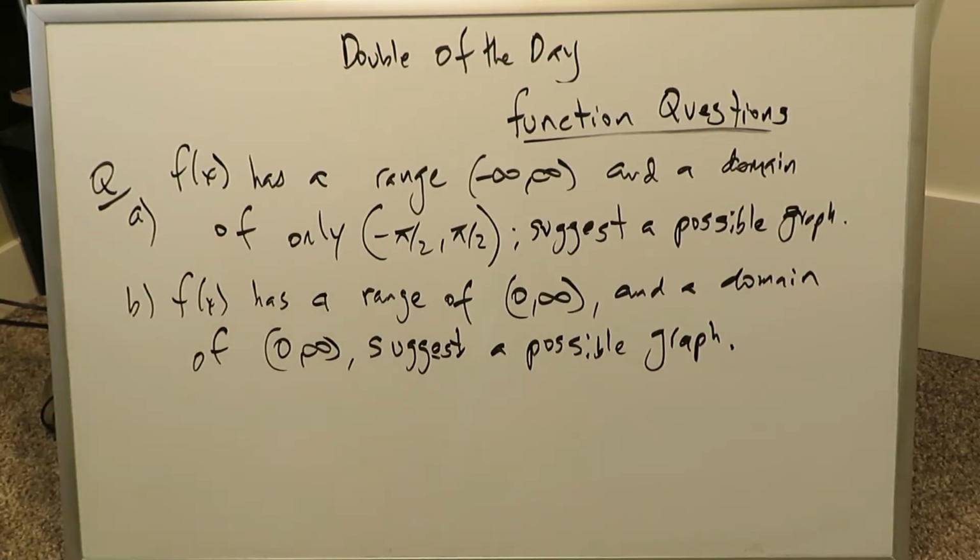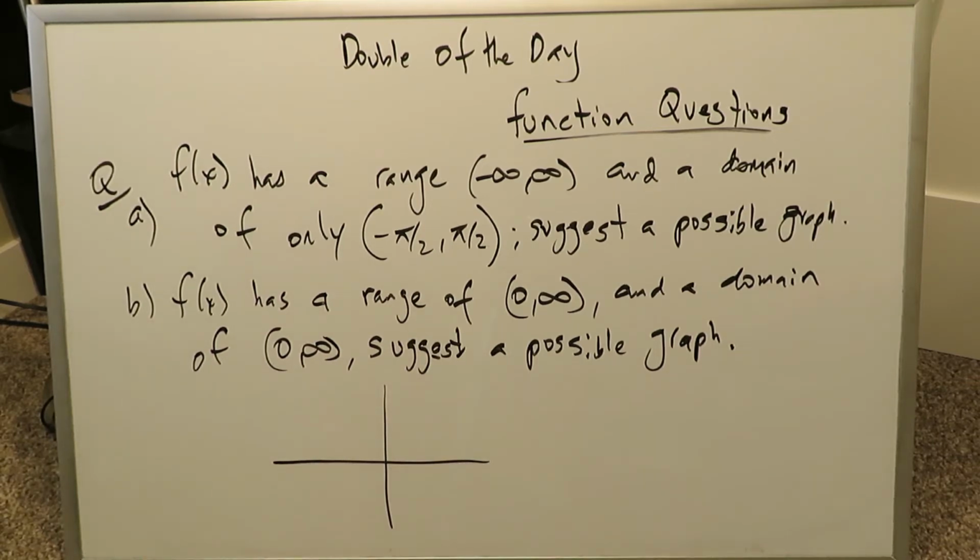A function has a range of minus infinity to infinity and a domain of only minus pi over 2 to pi over 2. We have to suggest a possible graph. What can you do over here? This is the type of question where you're provided a range and domain, and you have to think backwards and generate a graph. We're looking at A only here.